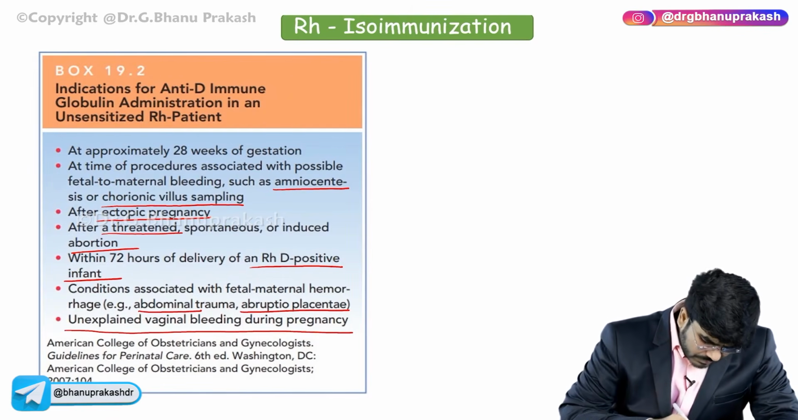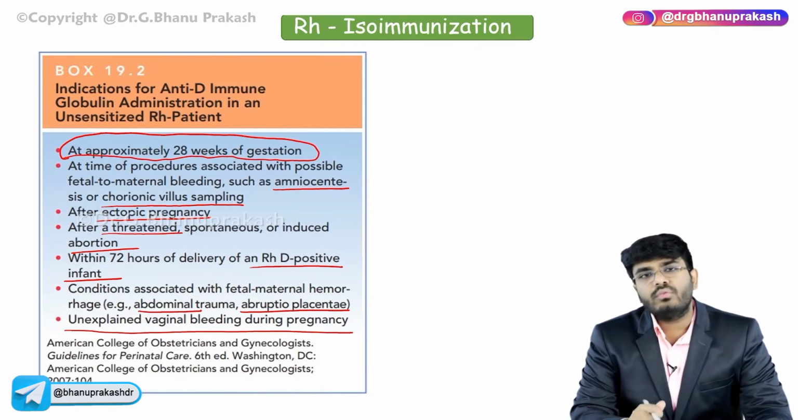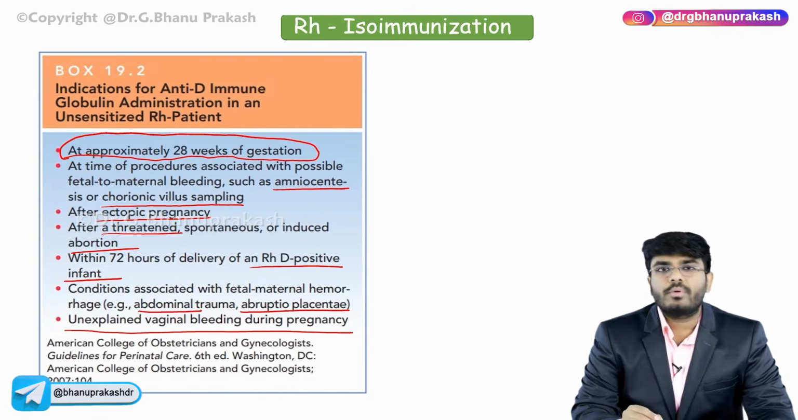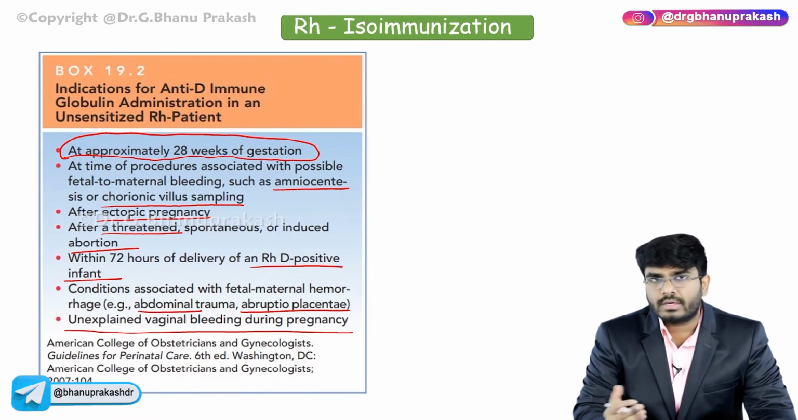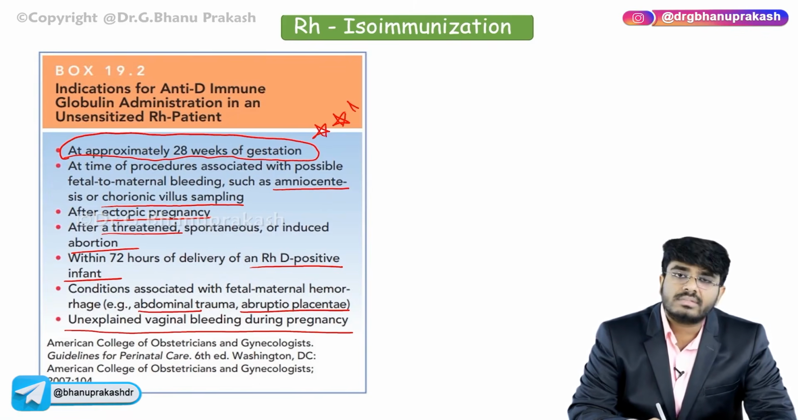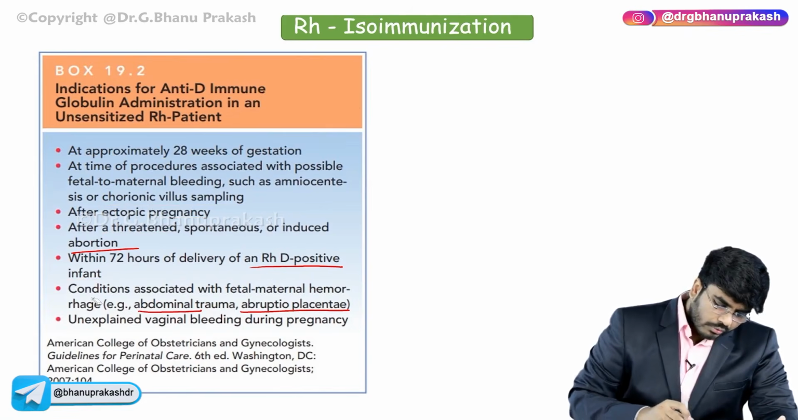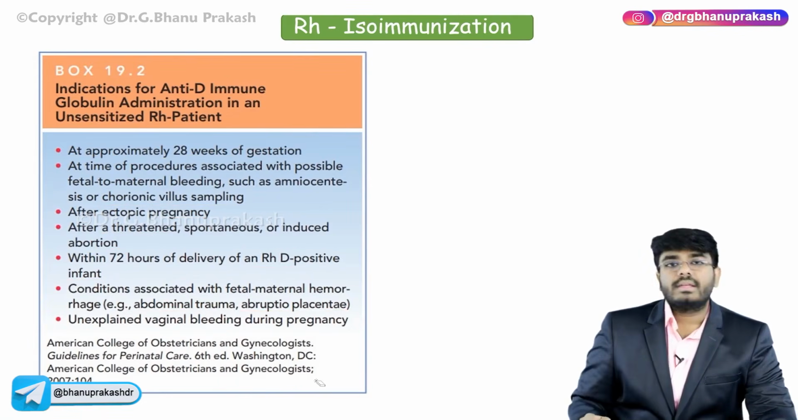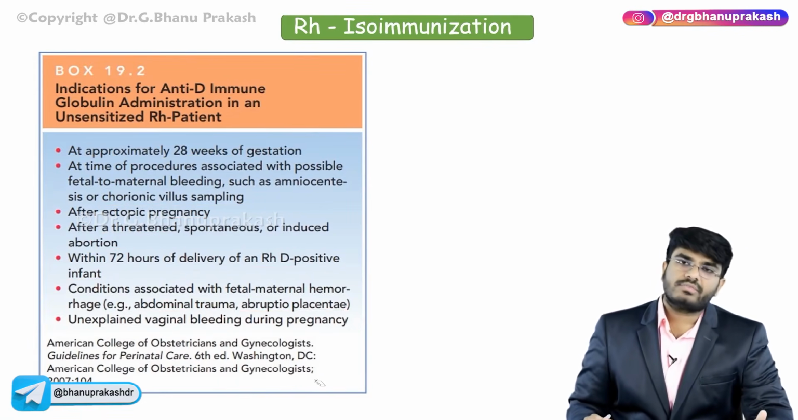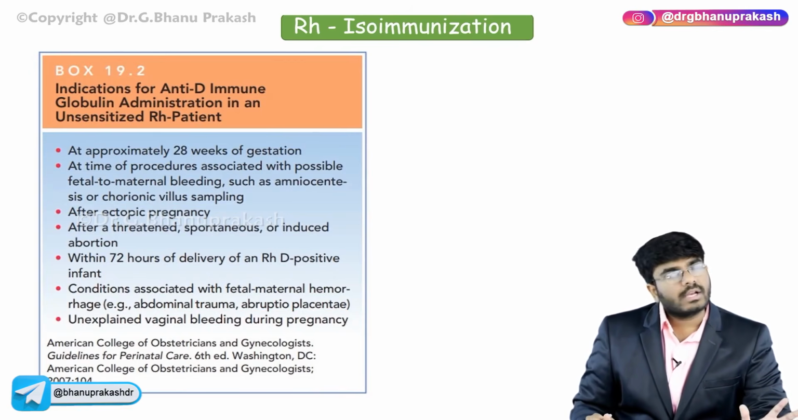At approximately 28 weeks of gestation, have we discussed or not? Yes, in an RH negative female at 28 weeks of gestation we do the indirect Coombs test. If it's coming negative, definitely we will give anti-D antibodies, without any doubt. So at the end of the day, what I want you to remember is that questions like 'all of the following are indications for anti-D prophylaxis except' are possible.